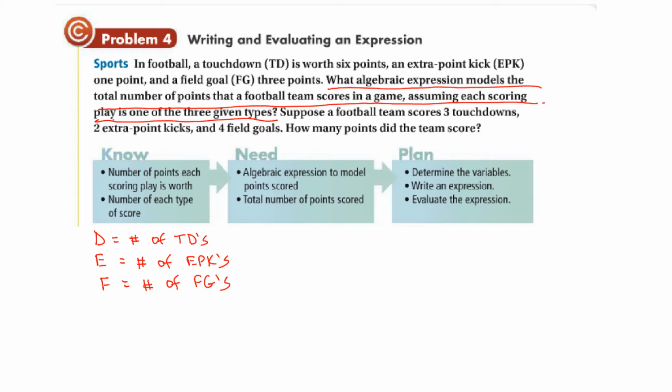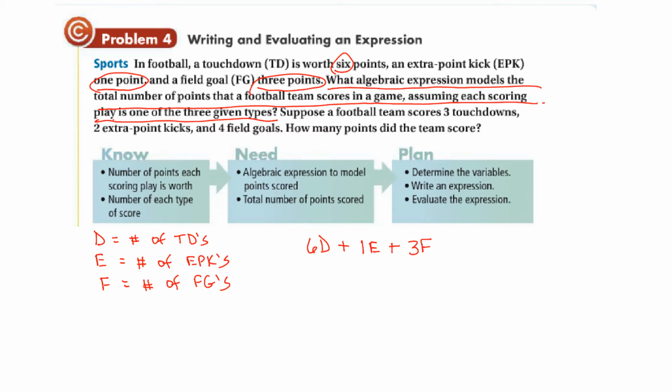So now to figure out the total number of points in the game, I'm going to take however many points that I get for each touchdown, which is 6 points per touchdown. I'm going to add how many points I get per extra kick, which is 1 point. So that would be 1 per extra point kick, plus however many points I get per field goal, which is 3. So that'd be plus 3F. So that would be the algebraic expression.